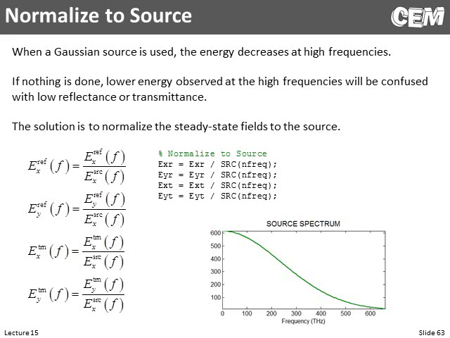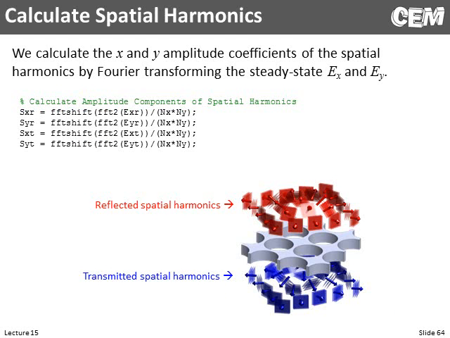So we're going to take those steady state fields, we've already Fourier transformed them, now we've interpolated to the origin, now we divide by the source spectrum so we get these flat reflection and transmission curves. Then we FFT those fields. We've interpolated them to a common point. We FFT them to get the amplitudes of our spatial harmonics. And we have the amplitude of the X component, amplitude of the Y component on the reflection and transmission side. So there are 4 different terms. And each of those are still the size of the cross section of the grid.